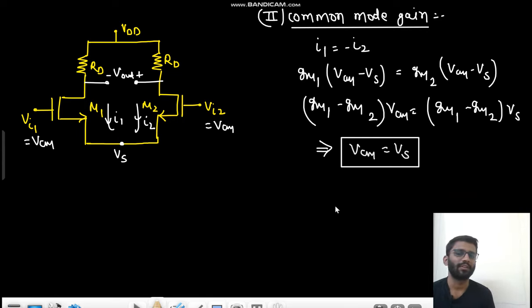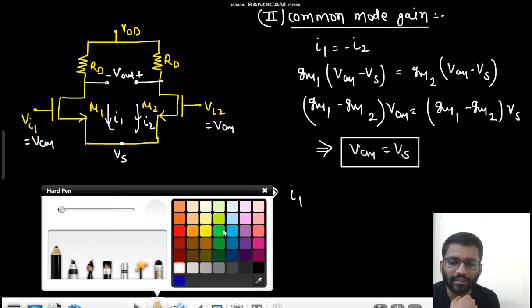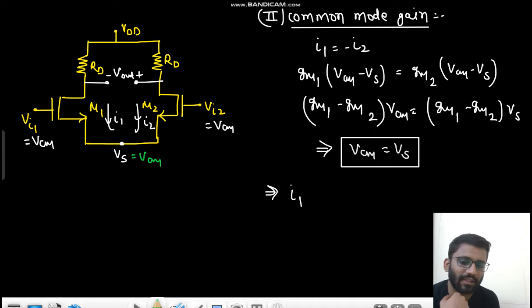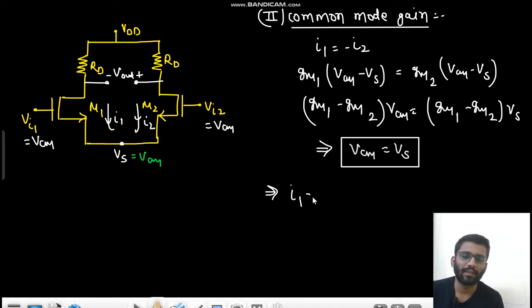So now you can see what is your common mode V0 CM. What will be your V0 CM now? Not like that. So now your I1 will be replaced with VCM only, right? So your I1 equals I2 equals 0. So your common mode gain is 0 only.